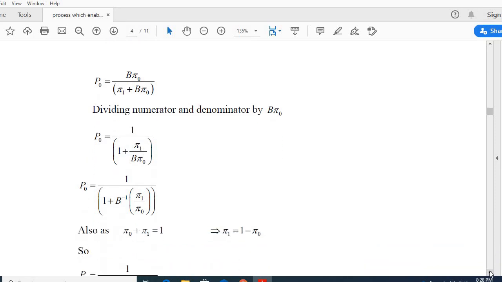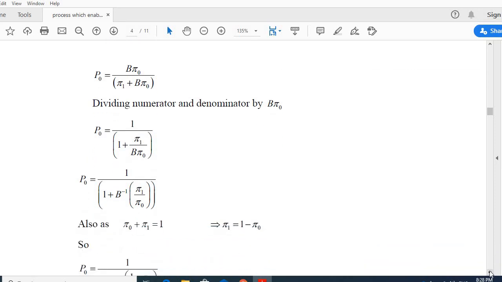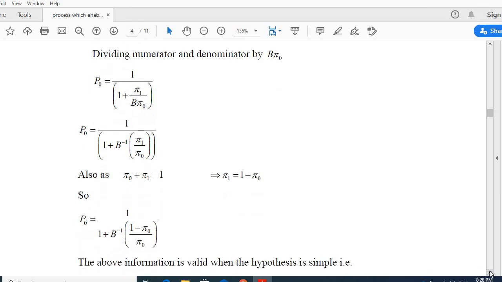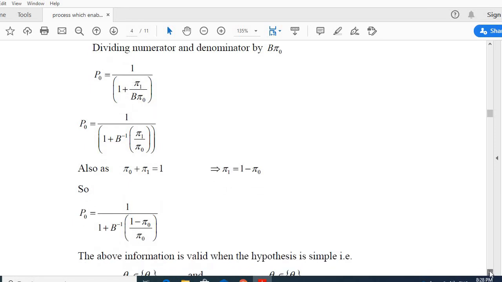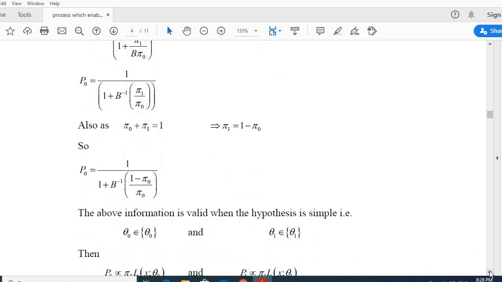Dividing the numerator and denominator by B into pi naught, we have P naught is equal to 1 over 1 plus B inverse into pi 1 divided by pi naught, where pi naught plus pi 1 is equal to 1. So P naught is equal to 1 over 1 plus B inverse into (1 minus pi naught) divided by pi naught. The above information is valid when the hypothesis is simple.